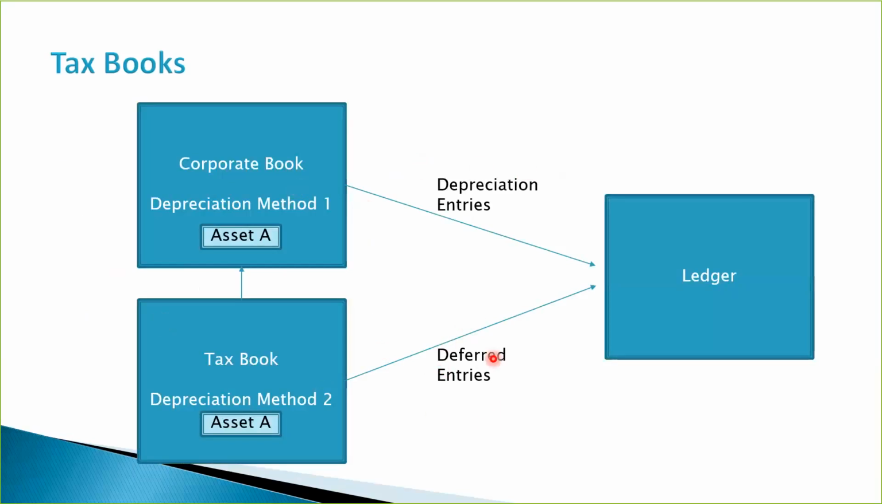So maybe if, for example, in one period, based on the depreciation method, the depreciation expense from your corporate book is $100, but based on the depreciation method in your tax book, the depreciation expense is $150. So that difference of 50 is what the tax book will send to the ledger, and this is to avoid double entries.